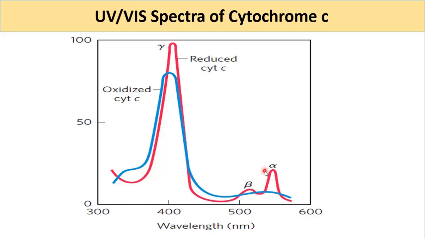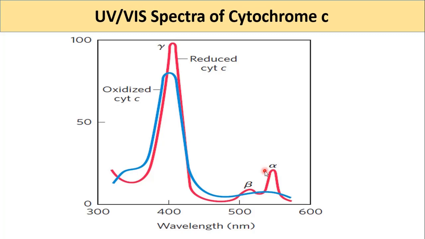So the presence of these three peaks gives us the idea that cytochrome C is in the reduced state, and the presence of only one peak gives us the idea that cytochrome C is present in the oxidized state. All the components of the electron transport system were discovered like this only. We can check their oxidized state as well as their reduced state, right?